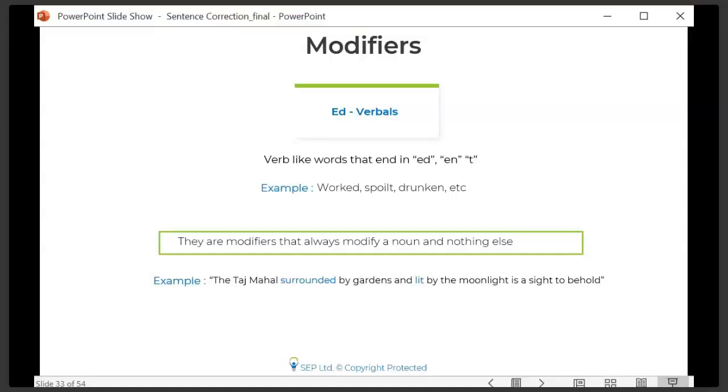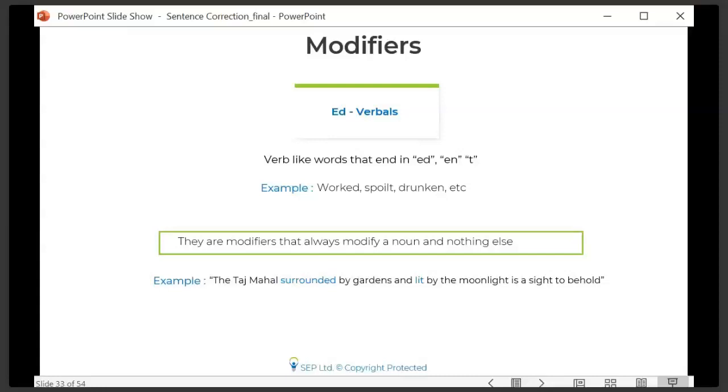Okay. So if I remove this, surrounded by gardens is one, let's say, modifying phrase here. Lit by the moonlight is another modifying phrase. If I remove this entire phrase thing here, what do I get? The Taj Mahal is a sight.